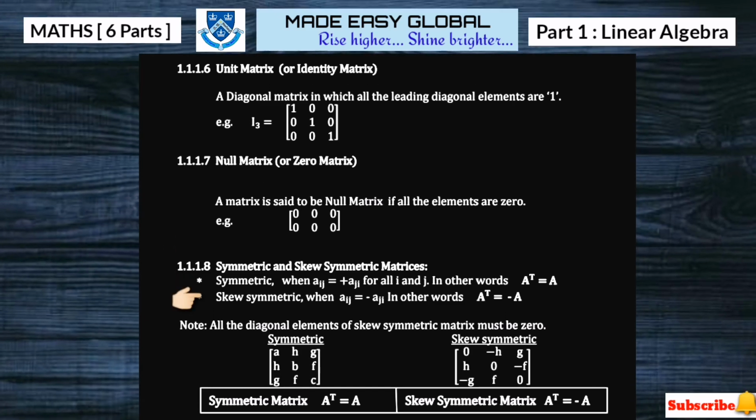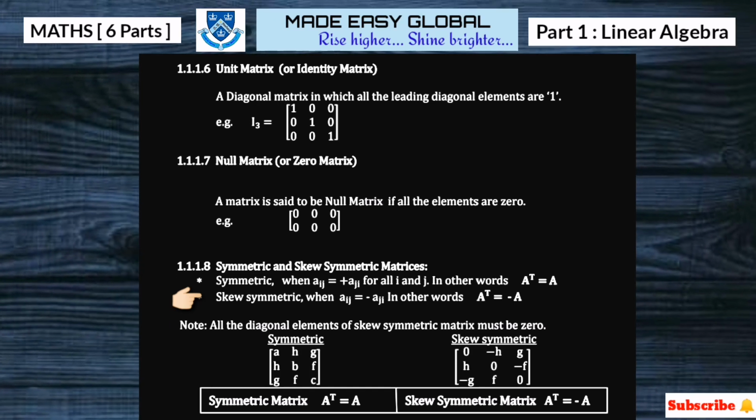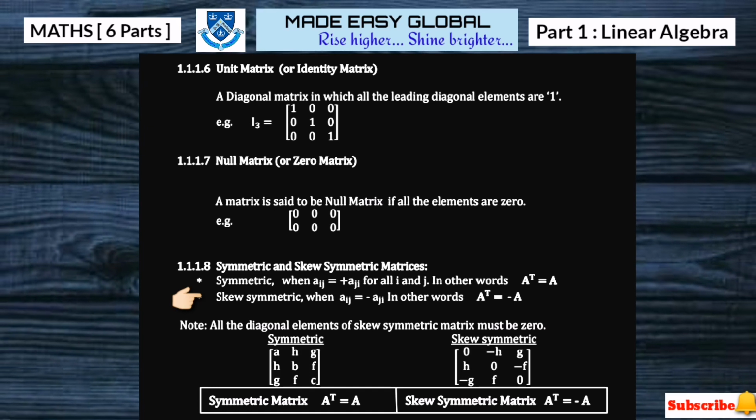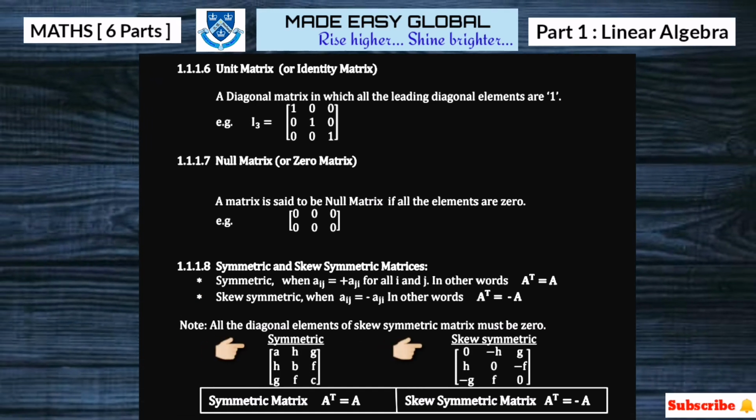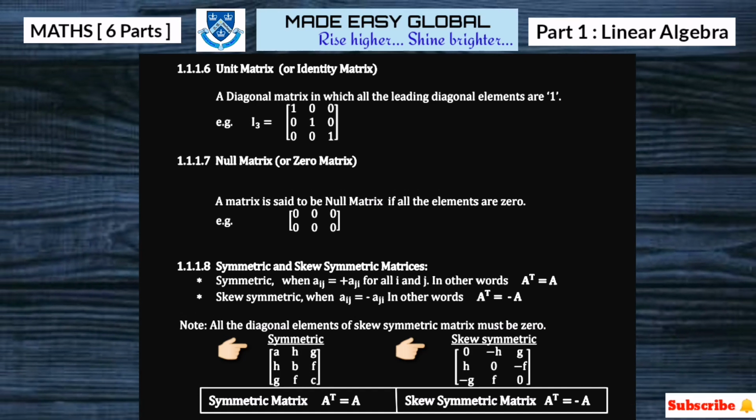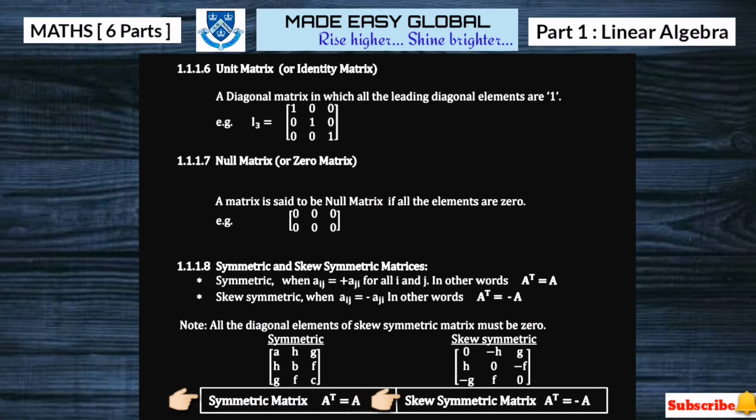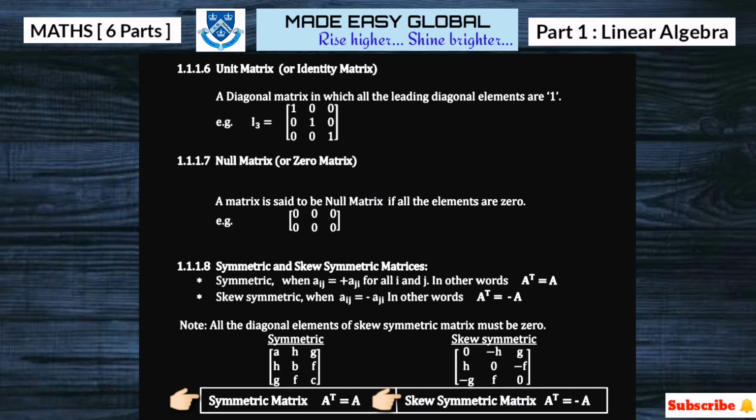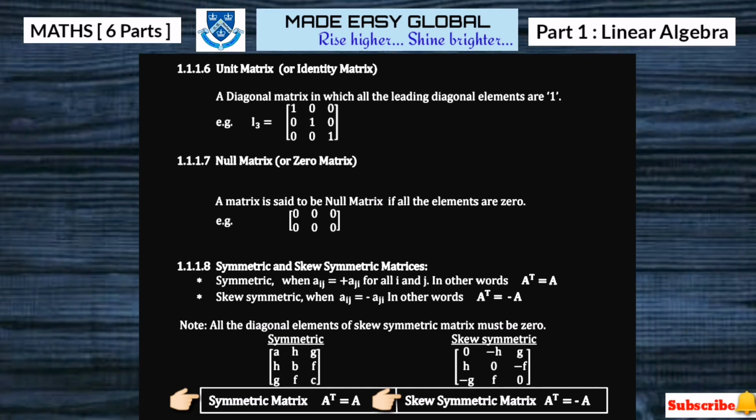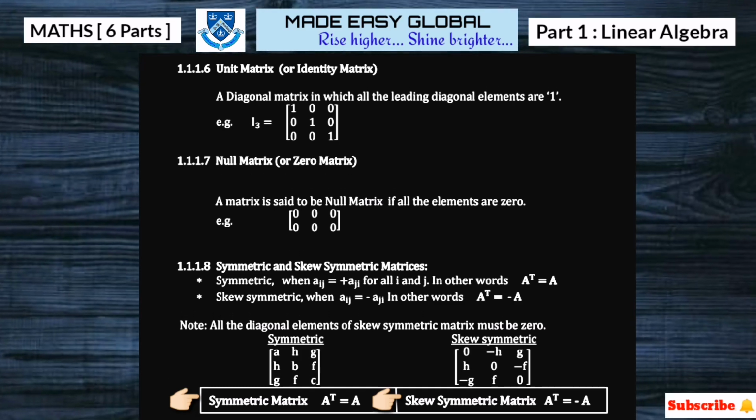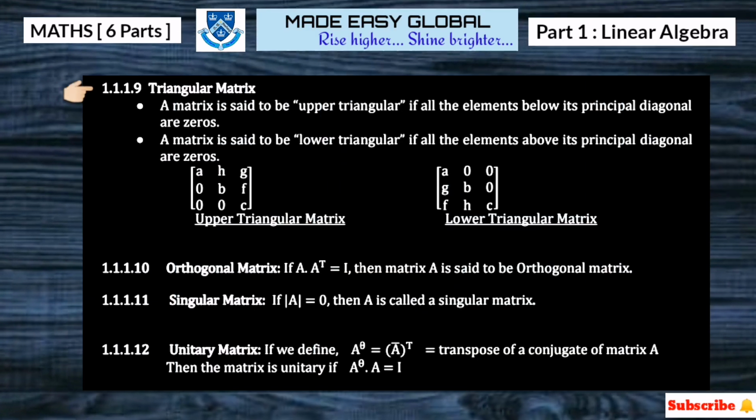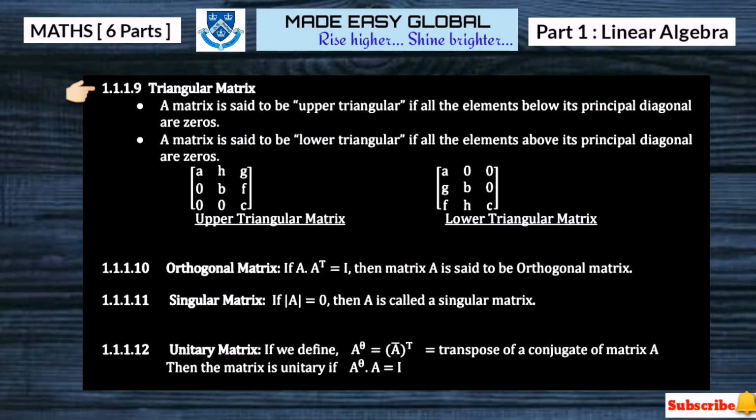And for the skew symmetric matrix, when Aij is equal to minus Aji, then A transpose is equal to minus A. These two are the examples of the symmetric and skew symmetric matrices. And remember this condition: for a symmetric matrix, A transpose is equal to A, and for a skew symmetric matrix, A transpose is equal to minus A. Then the next one is the triangular matrix.